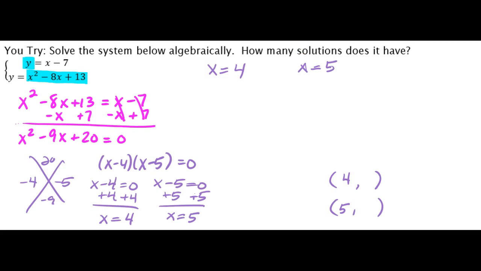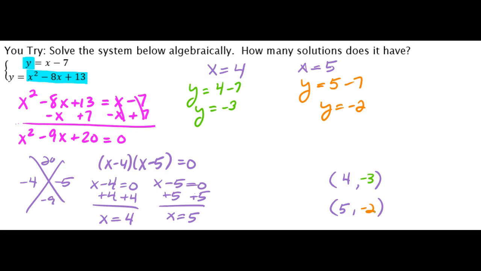The easiest way to do this, I can plug it into either of my two equations, but the easiest one is the top one. So I'm going to do y equals, and instead of x minus 7, I'm doing 4 minus 7, which is negative 3. So I know that negative 3 is the y value that goes with 4. And then I'm going to do the same thing with the 5. So instead of x minus 7, I'm doing 5 minus 7, which is negative 2. So then my other ordered pair is (5, negative 2).